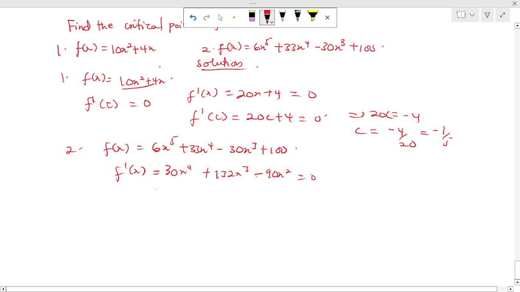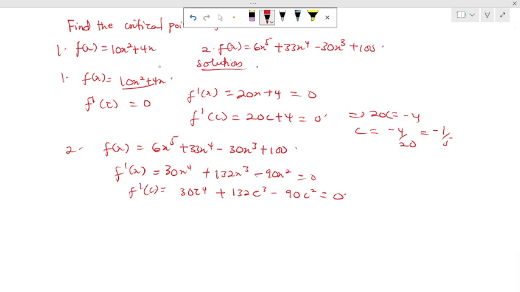But first of all, let's convert everything to c so that I get our critical point. So f prime of c will simply be equal to 30c to the power 4 plus 132c to the power 3 minus 90c squared is equal to 0. What are the values of c? That will give us our critical points.